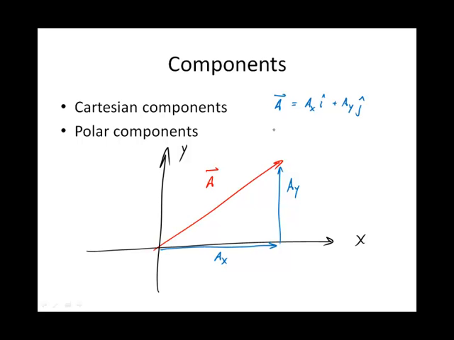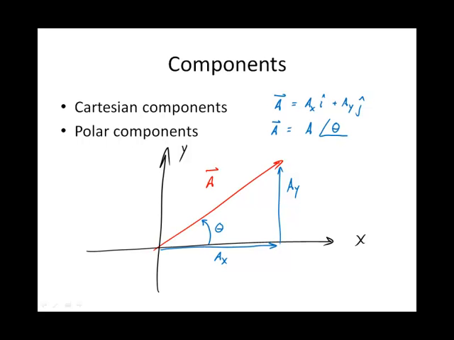But in polar form, the vector A might be written as a magnitude of A, so you notice there's no arrow over the top of that, at some angle theta, where theta is always measured in the counterclockwise direction with respect to the positive x-axis. So if there's a negative sign in front of theta, then it's measured in the clockwise direction. But counterclockwise is positive, and it's always measured with respect to the positive x-axis.